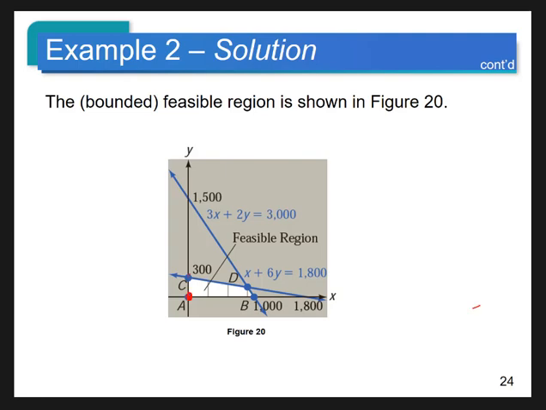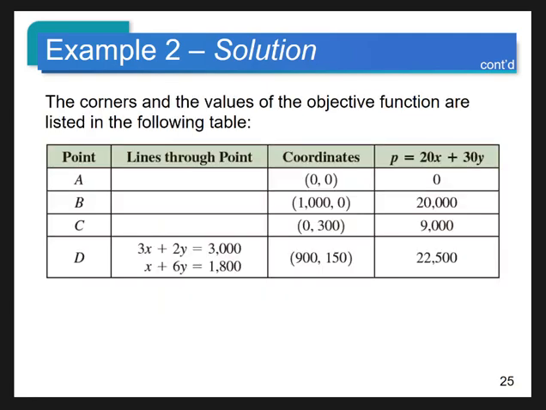So we got 0, 0, 0, 300. There's 1,000, 0. And that point, I'm not sure where that intersects. They'll show us here. It intersects at 900 and 150. So we try those points in that objective function, 20 times x plus 30 times y, and we get the maximum value. The largest value is at 900 quarts of beginner's juice and 150 quarts of advanced juice, giving us 22,500 cents or $225 per day.